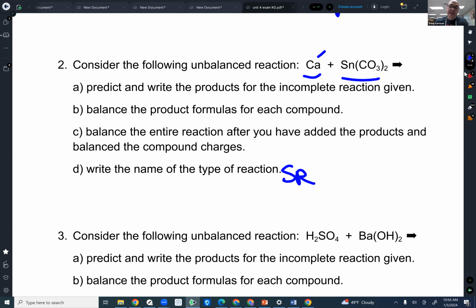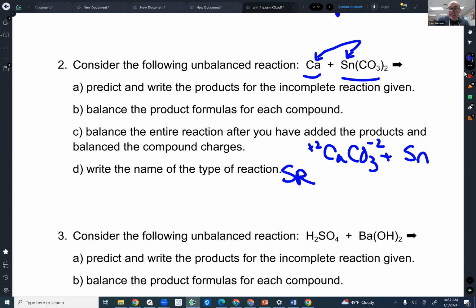What you have to then see is that this is a metal and this is a metal. They are going to be the ones that switch places. So what we would end up with is calcium carbonate as one of the compounds and tin as the other material. Now, we must go and look on the periodic table and figure out the charge of calcium is +2, the charge of carbonate is -2.